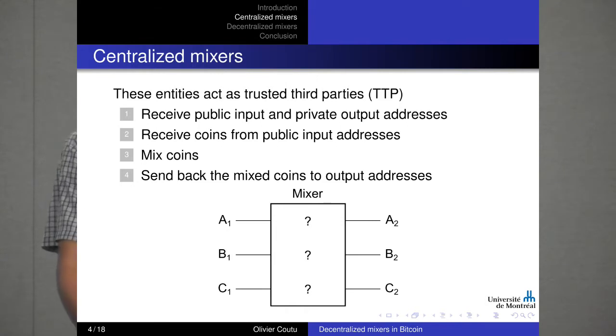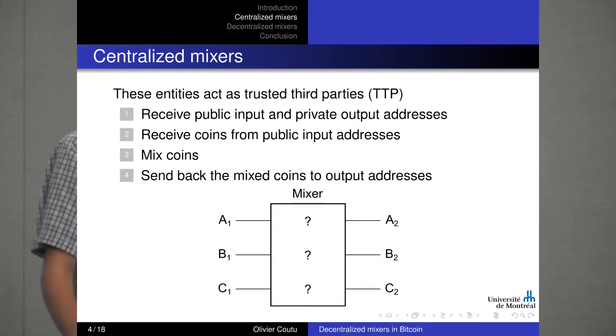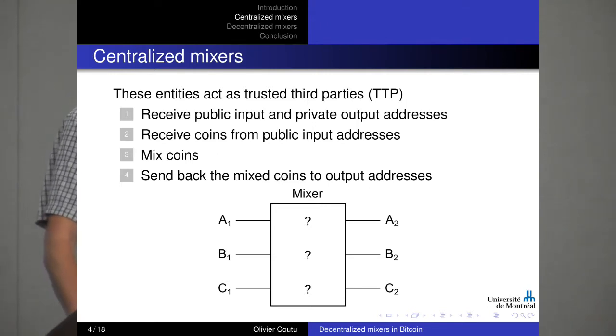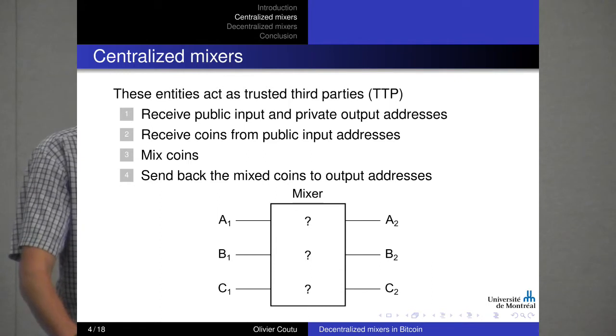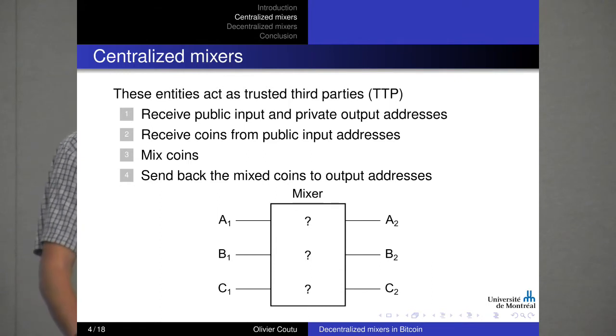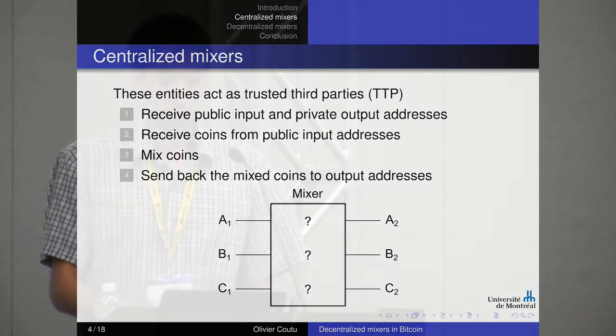centralized mixers that are also called laundry services, and these mixers work in the following way. First of all, they receive public input and private output addresses. So on the left, we have the public input addresses of Alice, Bob, and Charlie. Those addresses are considered contaminated and not anonymous. And these parties are going to give the mixer new addresses on the right that are not publicly associated with them at this point. And so the mixer is going to receive the coins from the public input addresses. It's going to mix the coins and send the mixed coins back to the output addresses.